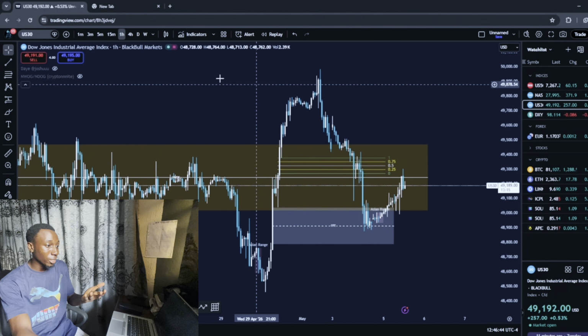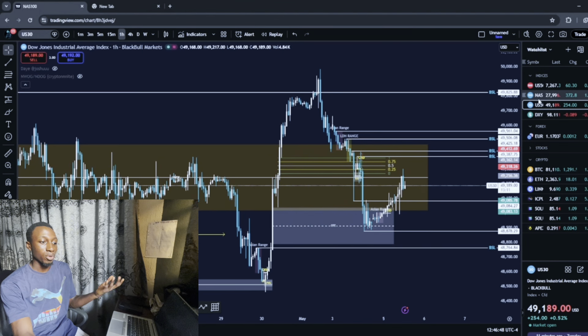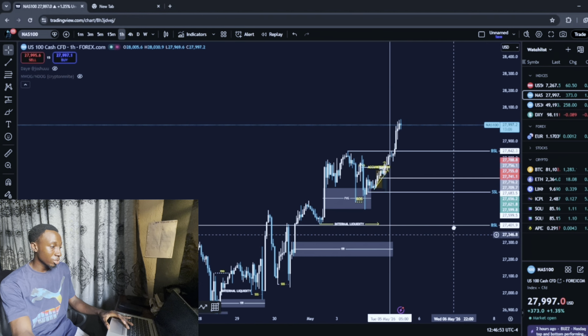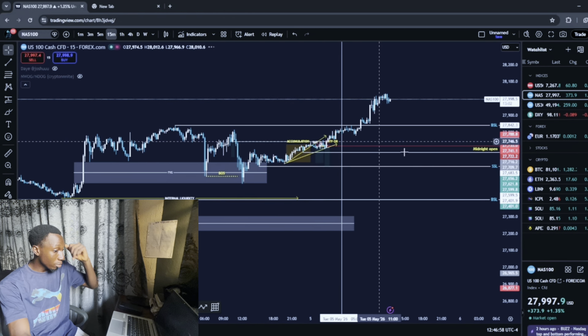Although it's playing out at the end of the day on the higher time frame, it's very difficult for me to read the lower time frames. Maybe because I'm not patient enough, but I don't want to stress it too much. But one thing I know for sure is US 100 has been pumping, flying. But then again, something happened yesterday.